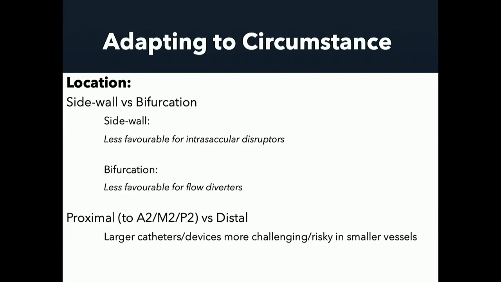Location of the aneurysm also has a bearing. For example, sidewall aneurysms will tend to be less favourable for things like the web. Bifurcation aneurysms will tend to be less favourable for flow diverters in some cases. And whether the aneurysm is proximal in the circulation or distal in the circulation will also have some bearing in that using bigger catheters to get into smaller vessels is potentially more risky.